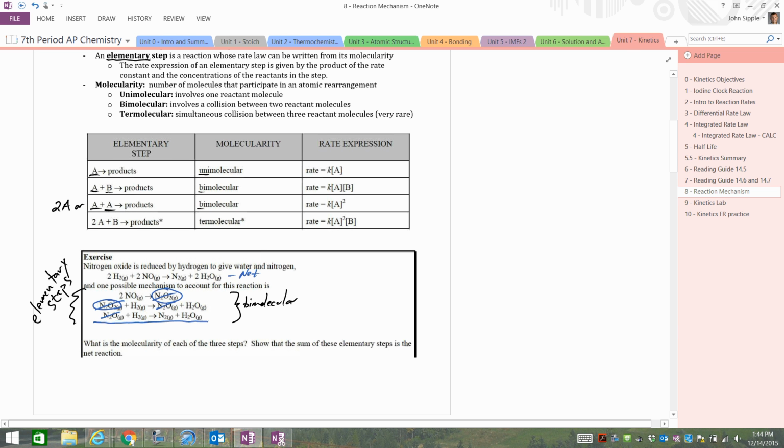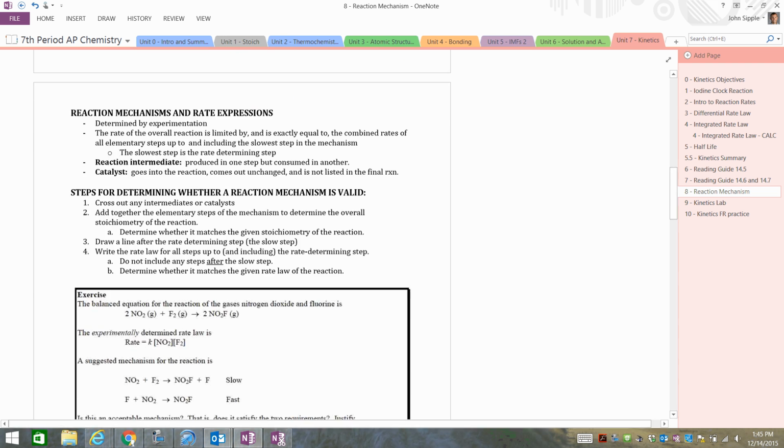And then we can just add all the elementary steps up together, and we get 2NO plus 2 H2 going to N2 and 2 H2O. And there we go. We just showed that, hey, this does match our net reaction. So we're all set. That's all you have to do. Okay. All right. Go to the next one here.